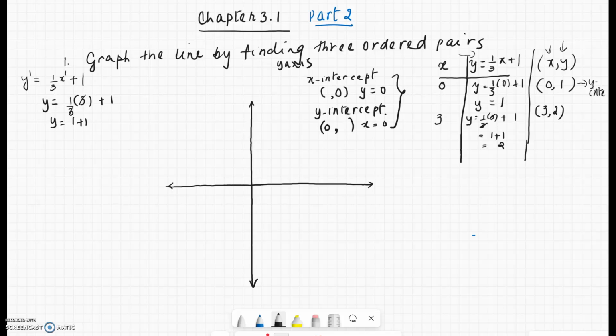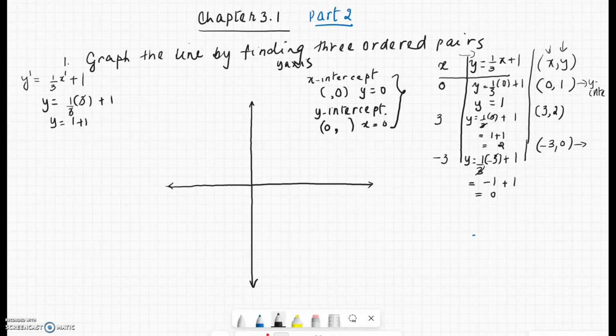Another easy point I could plug in, think of multiples of 3. I could do -3. Let's just plug in a -3. It's easier than plugging in a 6. So we have y equals 1/3 times -3 plus 1. Another convenient point. The 3's cancel. I get a -1 times 1, which is -1 plus 1. That's equal to 0. So the point is -3, 0.